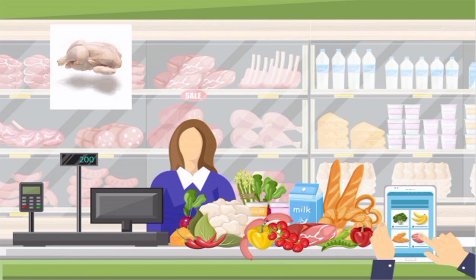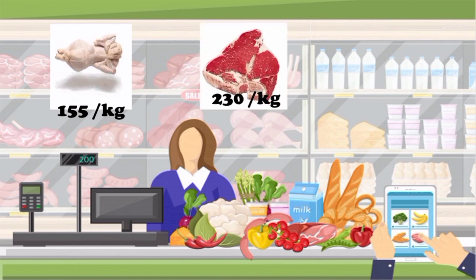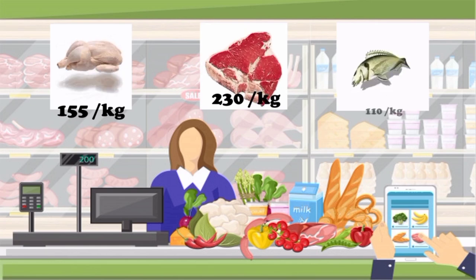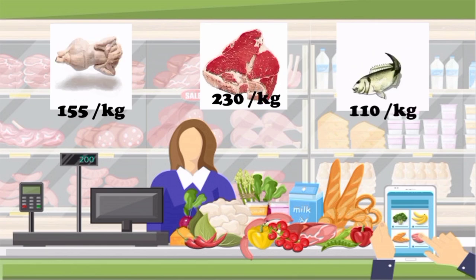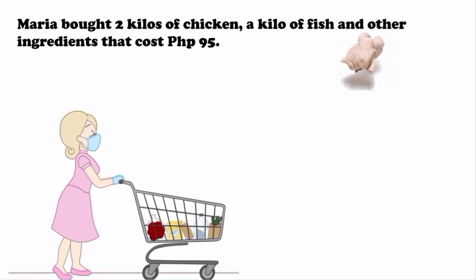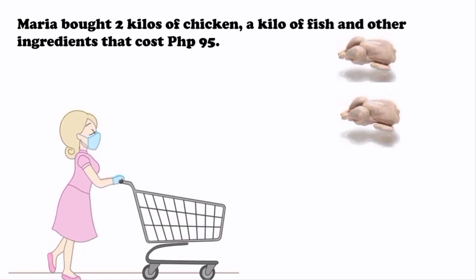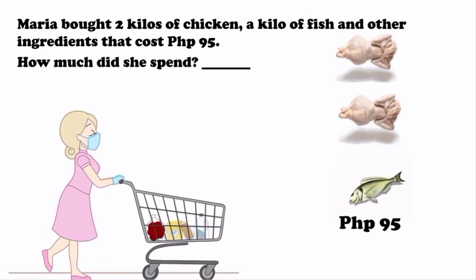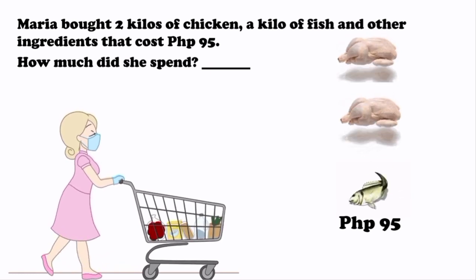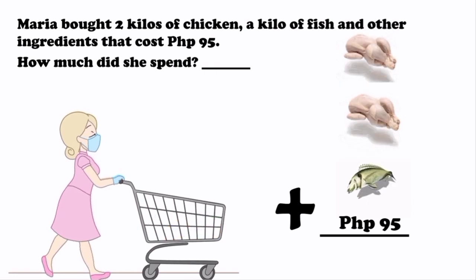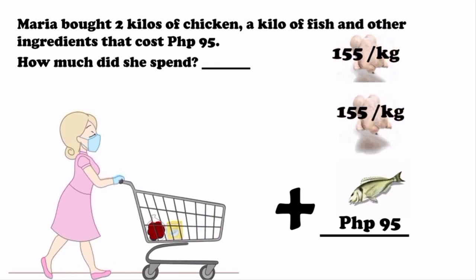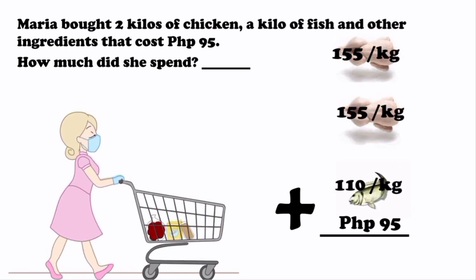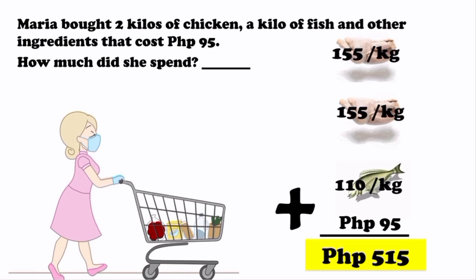Chickens are sold at 155 pesos per kilogram. Pork is sold at 230 pesos per kilogram. Fish is sold at the price of 110 pesos per kilogram. Here is Aunt Maria. She bought 2 kilos of chicken, 1 kilo of fish, and other ingredients cost 95 pesos. How much did she spend? Now let's add them together. Now let's give the value of each chicken. Now the value for a fish, giving us the total of 515 pesos.